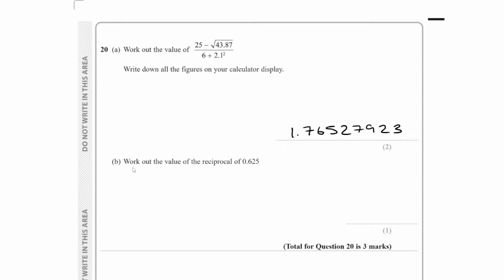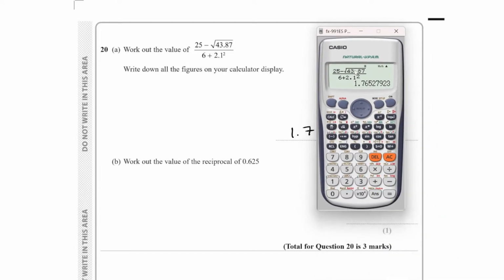Okay. Then part B, completely separate this actually. Right, work out the value of the reciprocal of 0.625. So reciprocal is when you flip the fraction upside down. Now, as you can see, it's not currently a fraction, so it's not very helpful, is it?